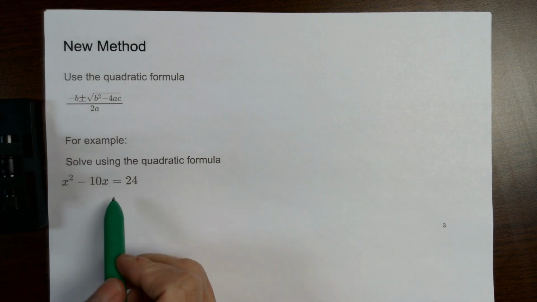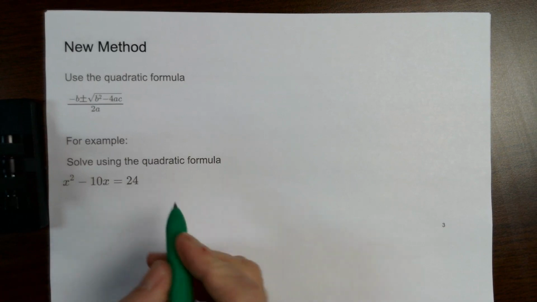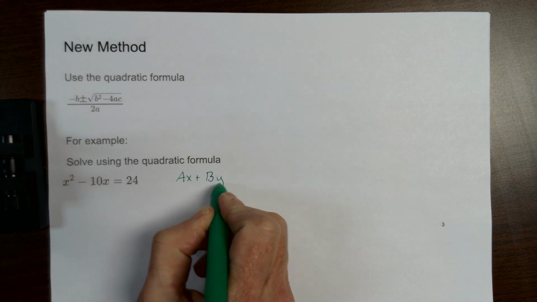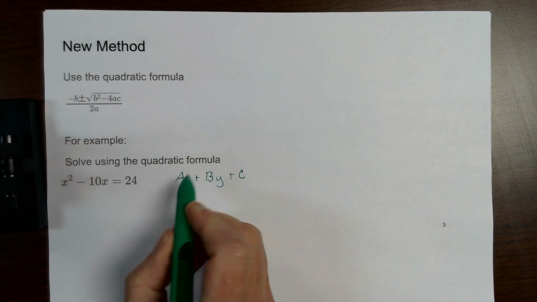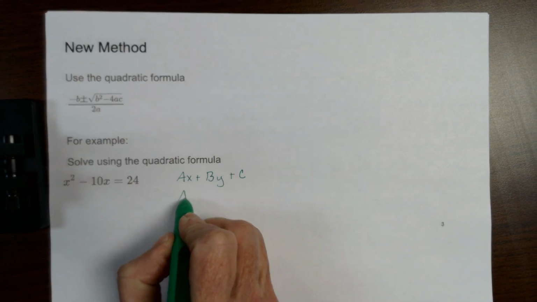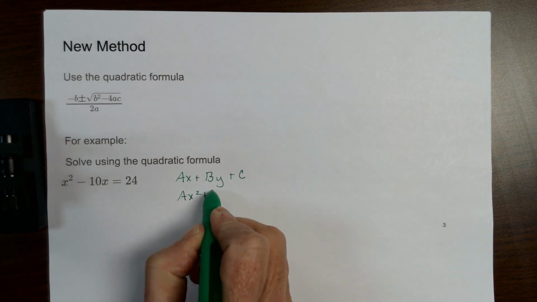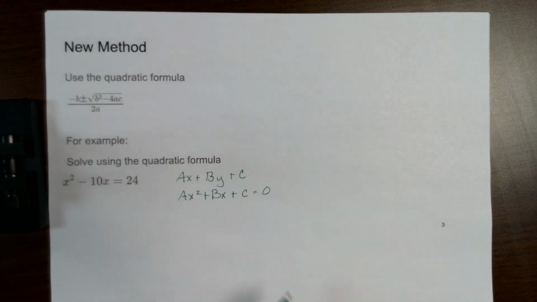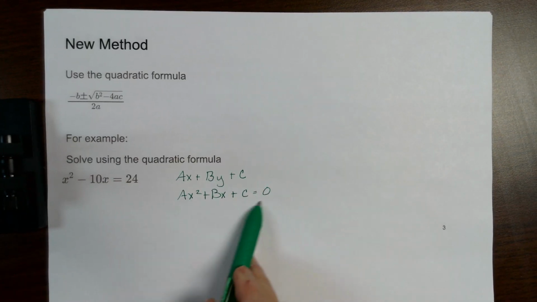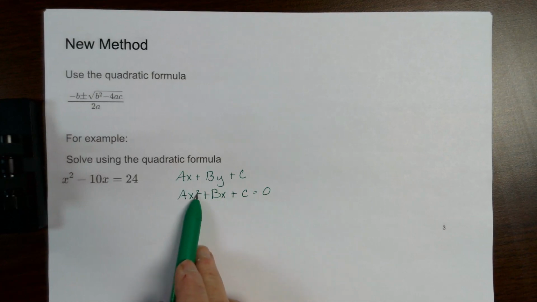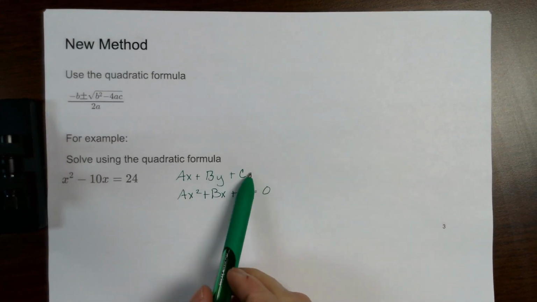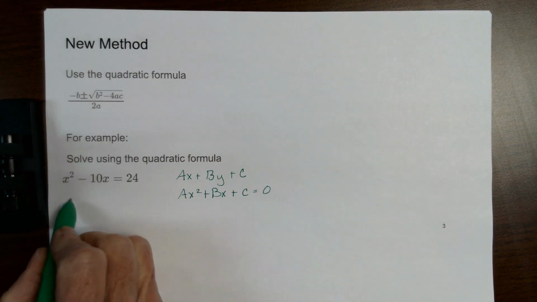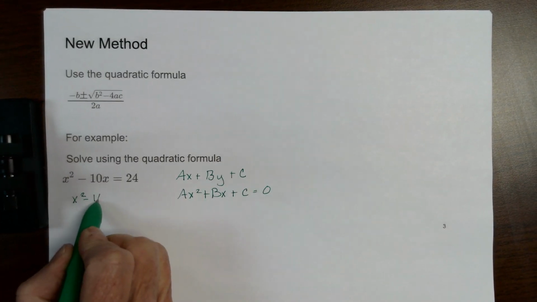First, you have to get it in the right format, and the right format is basically ax squared plus bx plus c. That's for a quadratic equation, which is going to graph your parabolas, while ax plus b is for a linear equation, which graphs your lines. So what we need to do is bring your 24 over.